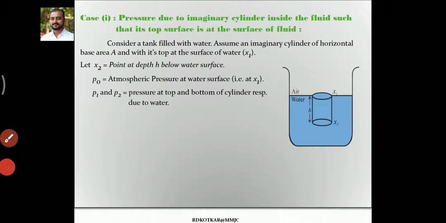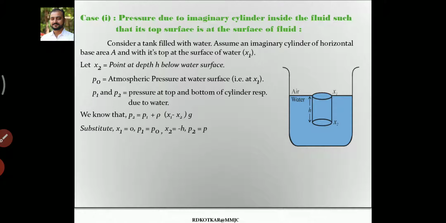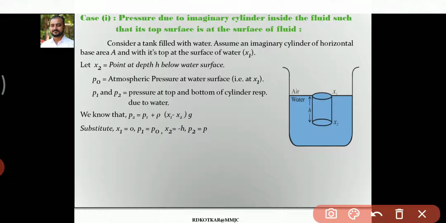P1 and P2 are the pressures at the top and the bottom of the cylinder respectively, due to water. P1 is at the top of the cylinder and P2 is at the bottom of the cylinder, as seen in the previous slide. From the previous formula, P2 equals P1 plus rho into (x1 minus x2) into g. So we substitute x1 equals 0, P1 equals P0, x2 equals minus h, and P2 equals P.